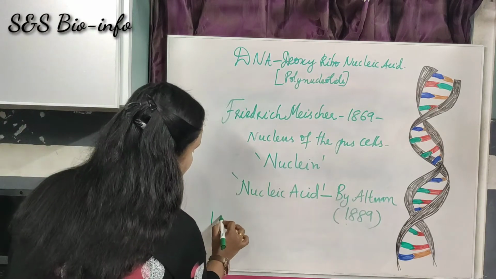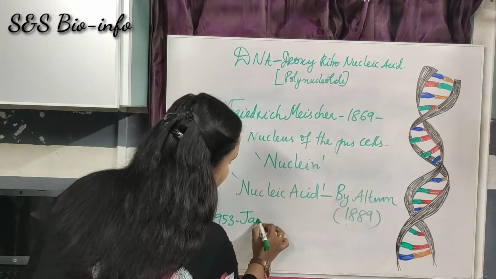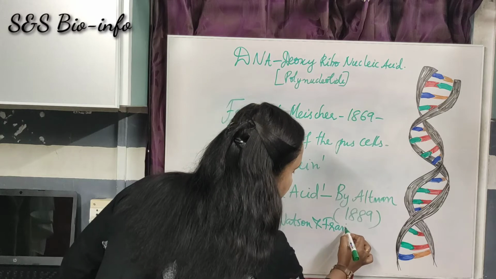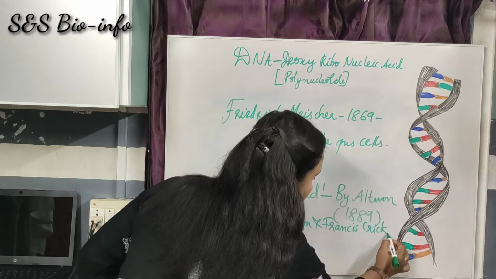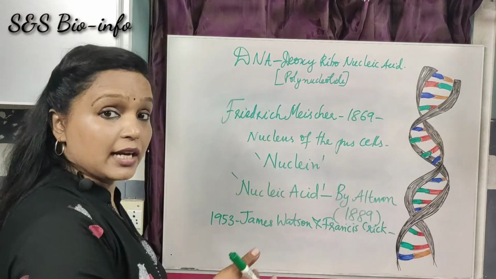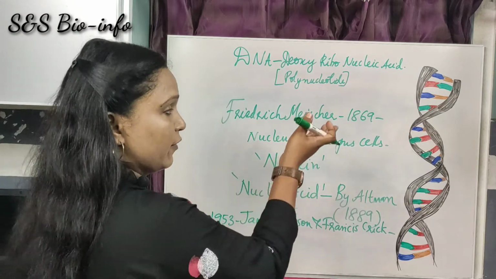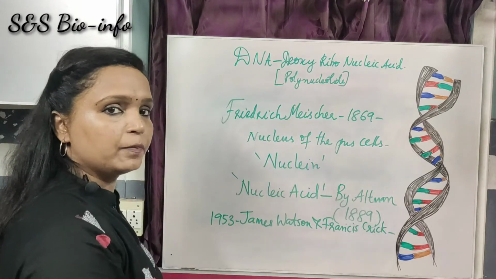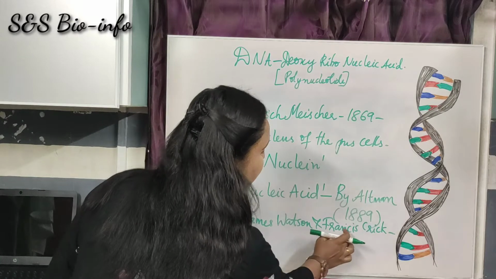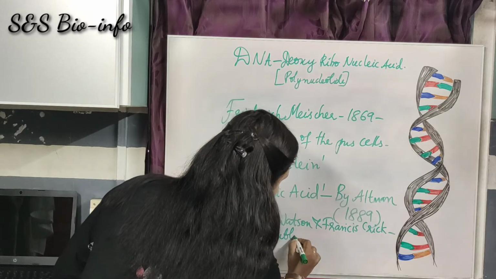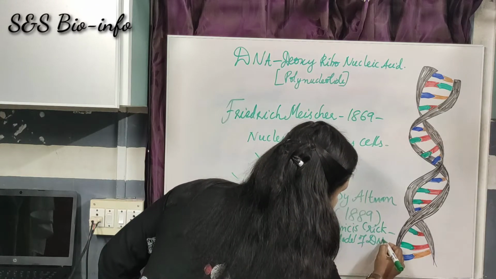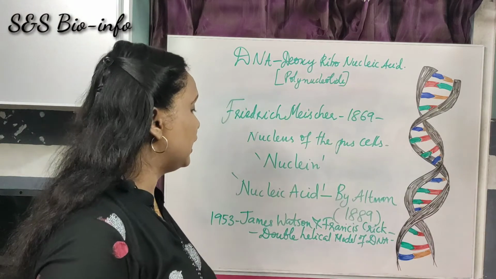Later in 1953, James Watson and Francis Crick proposed the double helical model of DNA. This model has two strands, arranged in a specific fashion, a right-handed helical fashion. This double helical model of the DNA was proposed by James Watson and Francis Crick. How did they propose the double helical model of DNA?